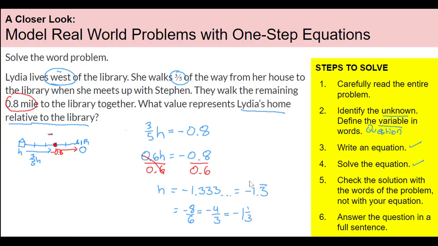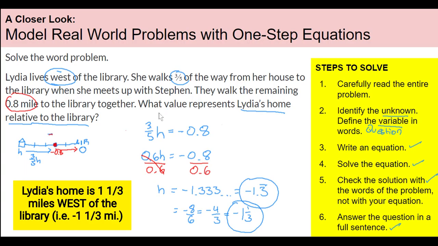So h equals negative 1.3 repeating, or negative 1 1/3 as a fraction, mixed number. All right. And then you plug it in to check it, make sure it makes sense. It does. And then we'll answer in a full sentence. So go back to the question. What value represents Lydia's home relative to the library?